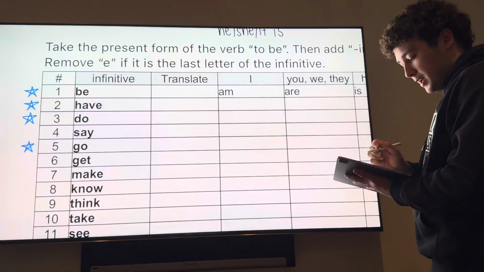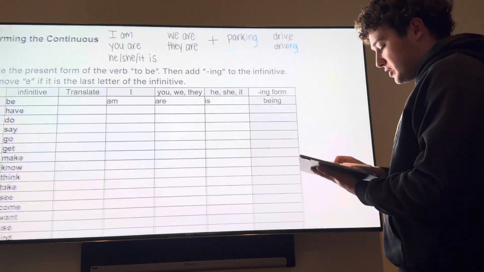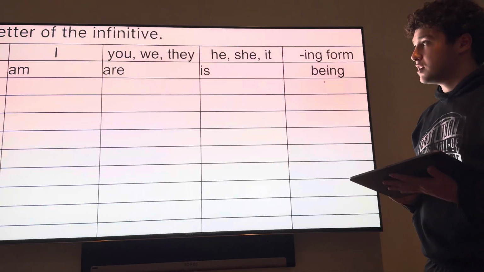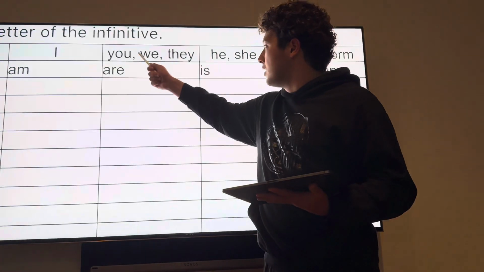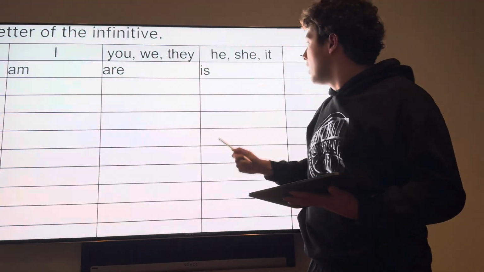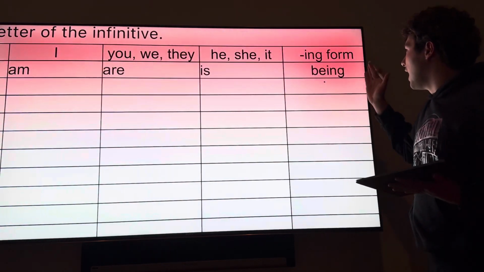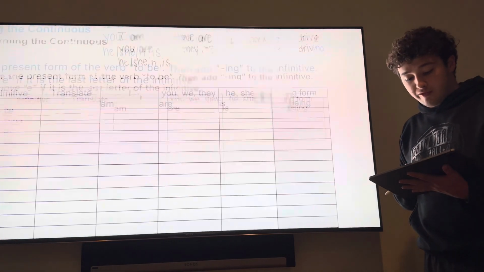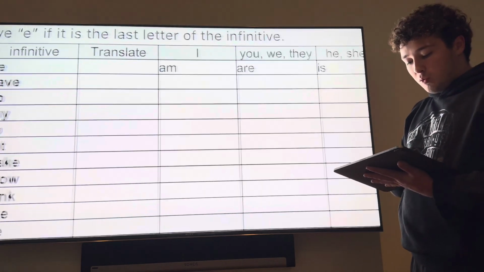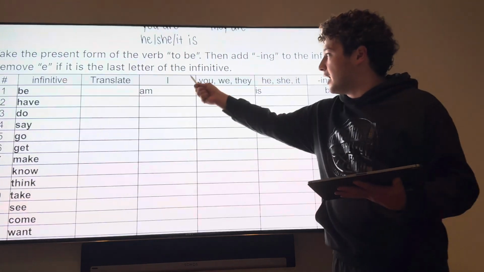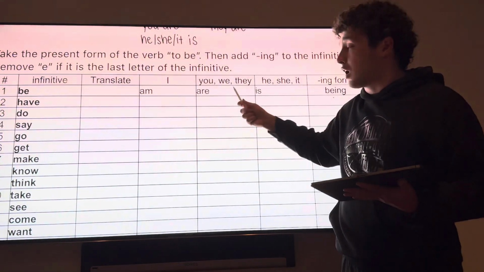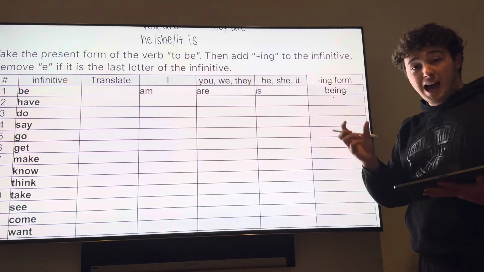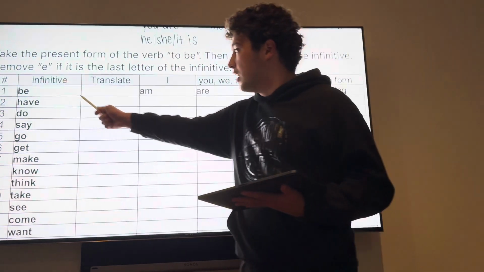Okay. Now, this chart over here, these 4 columns, are the conjugation parts. So it gives you the I, the you, we, and they, which will be the same, he, she, and it, and then the ing form, the continuous that we did above. Now, let's start. We already have be: I am, you, we, they all use are, he, she, it, is, and then the ing form is being, just adding that ing to the infinitive of be.